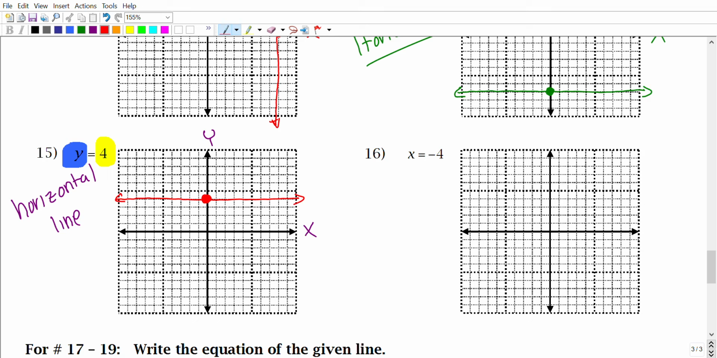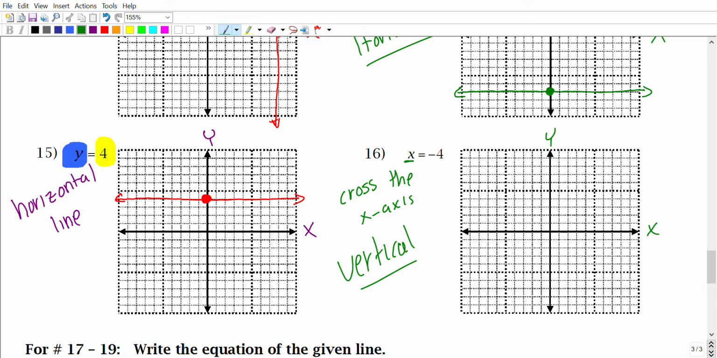Okay, last one is x equals -4. So because it starts with x, we know it has to cross the x-axis, meaning, again, this is my x, this is my y, so it has to cross the x-axis. Okay, notice that none of these lines are crossing the y. They're crossing the x, meaning that they are vertical. So let me erase those. So now I know that this has to be vertical.